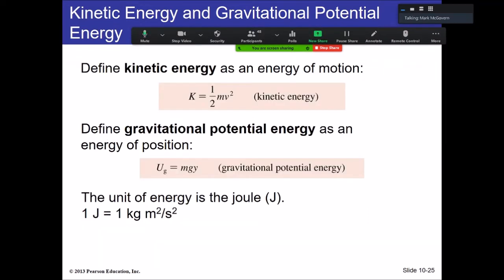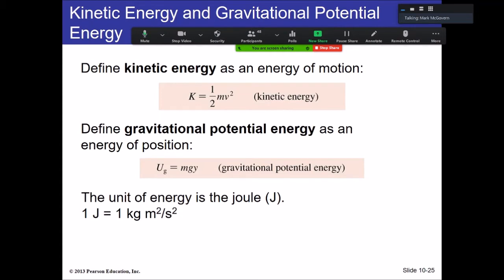Okay, so now we're going to properly identify these two things. The 1/2 mv squared is what we're going to define as the kinetic energy of the object. The m is the mass of the object, and v is the velocity of the object. Now, that has units of kilograms meters squared over seconds squared. That's a new unit. The unit is called the joule. A joule is 1 kilogram meter squared over seconds squared.